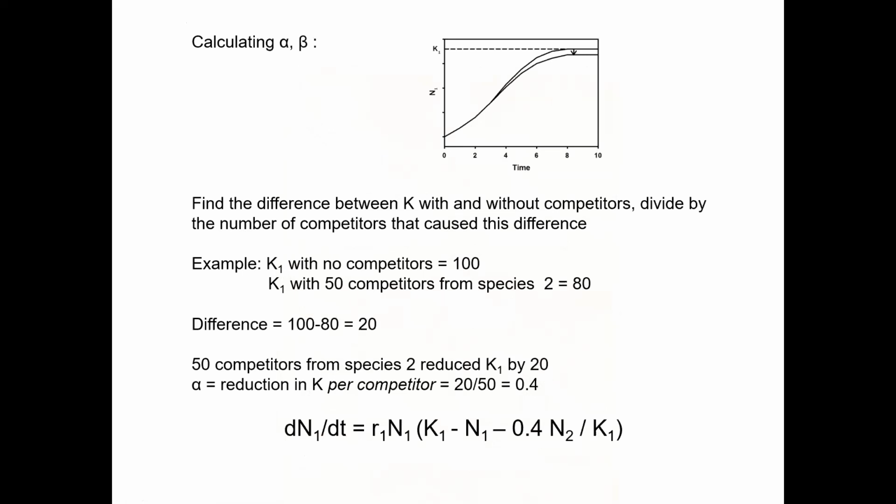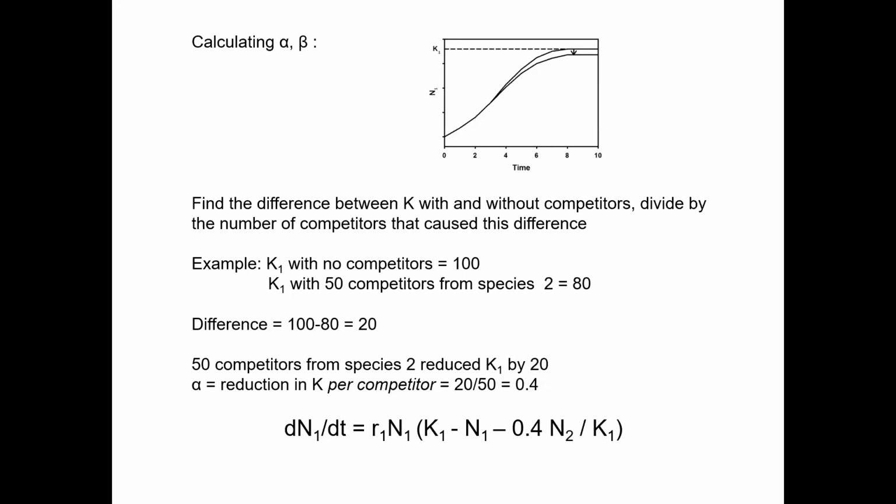Now, we haven't yet talked about how you calculate those coefficients, the competition coefficients, alpha and beta. And you actually can do that if you do a competition experiment. Because remember, Georgie Gauss had the experiment where he grew his microorganisms to their carrying capacity, and then he added another species, and he looked at what happened to the carrying capacity. Well, we can do that. And we can say, all right, if you add 10 individuals of this species, how much does the carrying capacity drop?